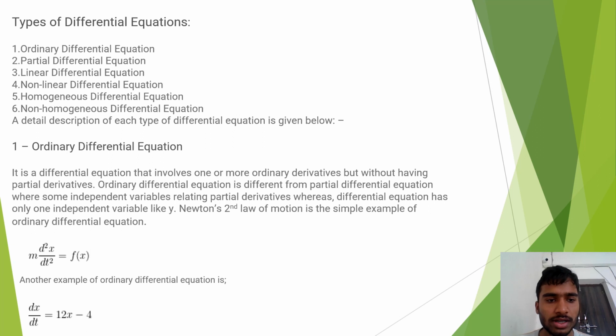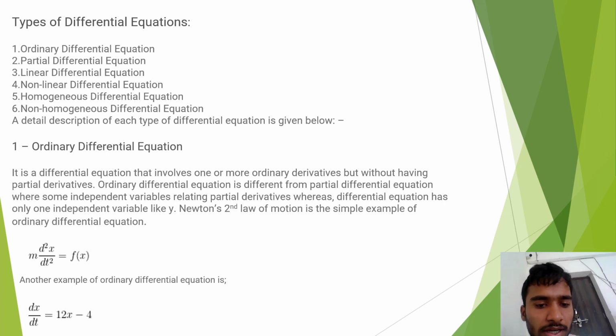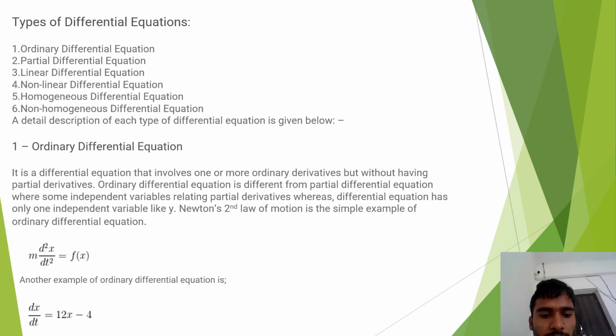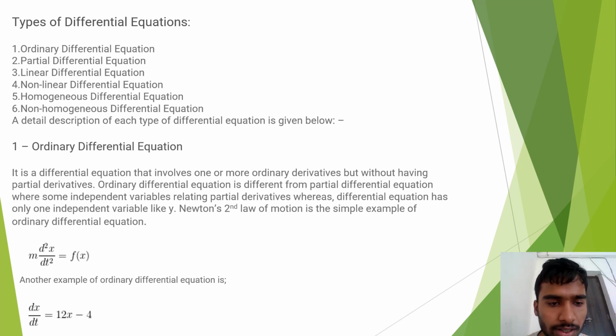The first one is ordinary differential equation. It is a differential equation that involves one or more ordinary derivatives but no partial derivatives. An ordinary differential equation is different from a partial differential equation, where there are several independent variables relating partial derivatives, whereas an ordinary differential equation has only one independent variable. Newton's second law of motion is a simple example of an ordinary differential equation.